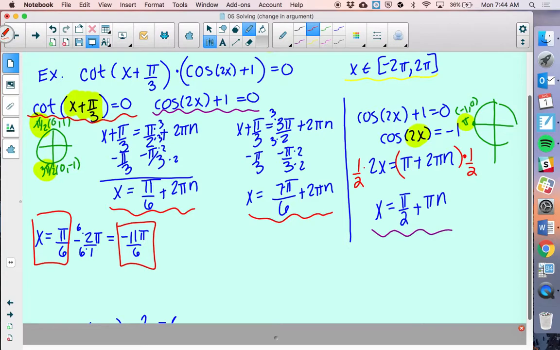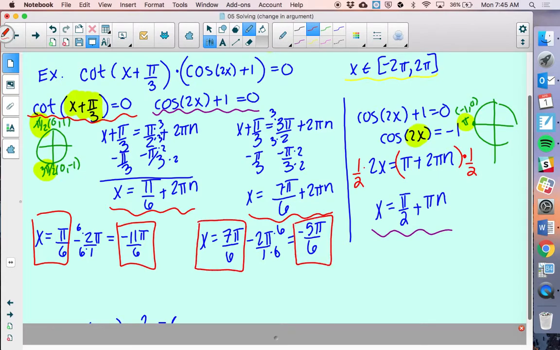Now I come over to the 7 pi over 6. And I know, again, if I add 2 pi to 7 pi over 6, I'm going to be beyond my domain. It's going to be bigger than 2 pi. So I'm going to subtract 7 pi over 6 minus 2 pi. Common denominator, so times 6 times 6. So that gives me negative 5 pi over 6. And that's where I'm going to stop because I know if I subtract 2 pi again, it's going to go outside of that domain.